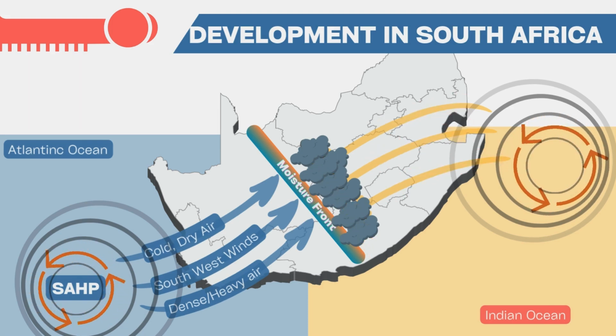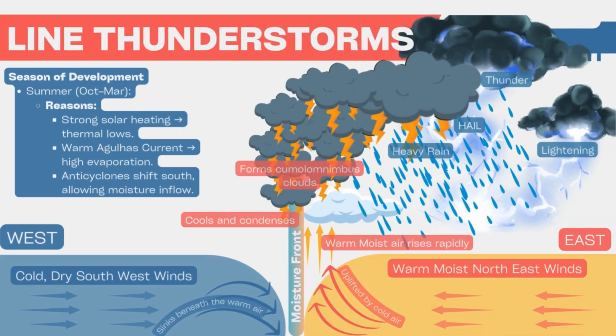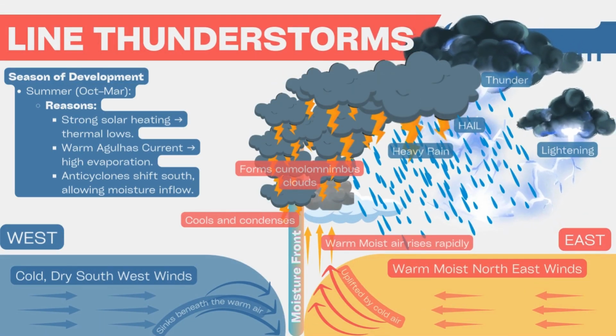Let's zoom into how rising warm air births thunderstorms. 1. Adiabatic cooling. As warm, moist air rises, it expands and cools. When it hits the dew point, water vapor condenses into clouds. But wait, there's a plot twist. 2. Latent heat release. Condensation isn't just sweat on a cold drink. It releases heat. This heats the air, turbocharging updrafts.